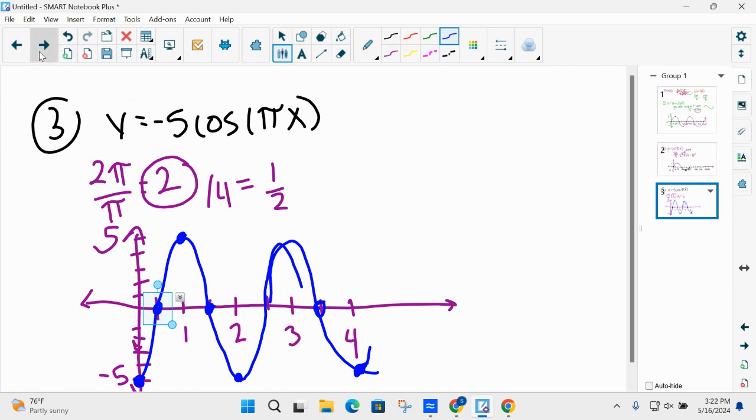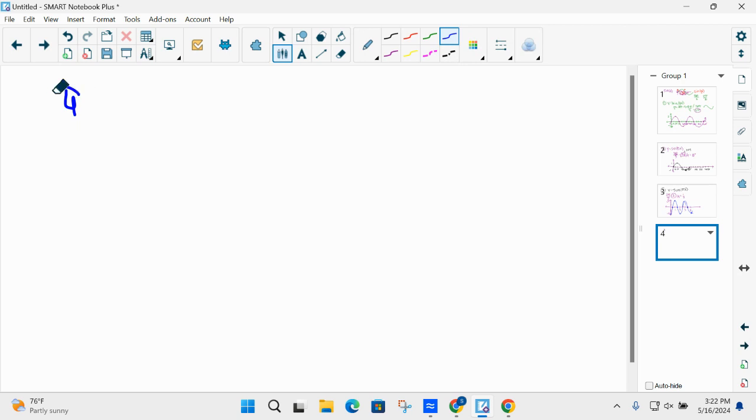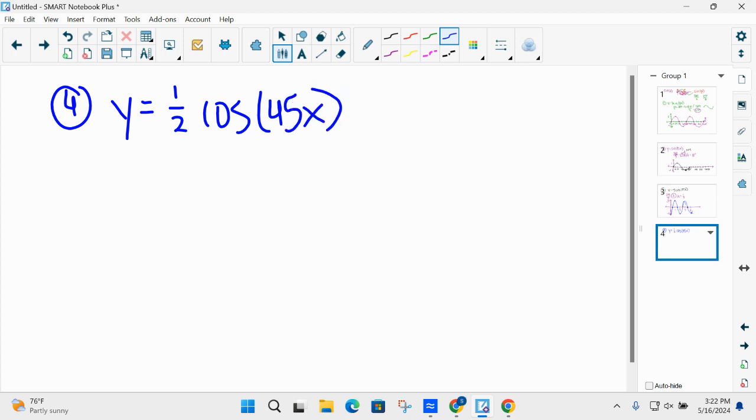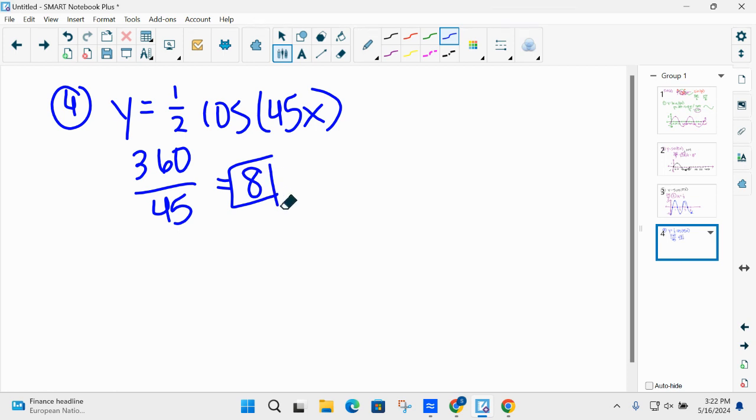And that's that equation. For number 4, y equals 1/2 cosine of 45x. 45 is meant to be degrees. So we're taking 360, dividing it by 45, and you get 8. So 8 is the length of one cycle. It's kind of similar to number 1 with the sine. If you divide it by 4, you would get 2. So every 2 units, we're going to have an intercept or maximum or minimum.